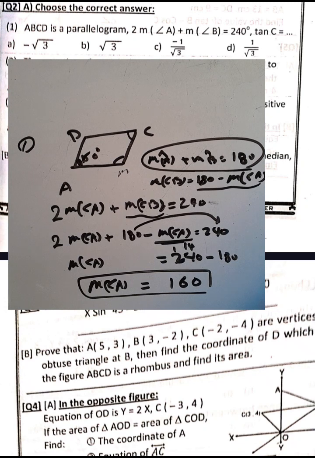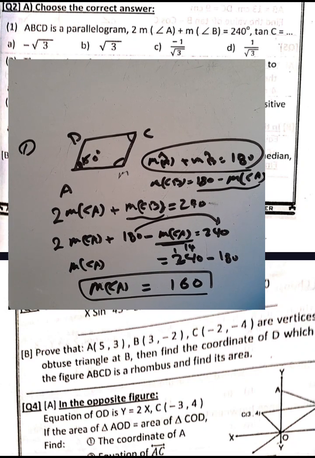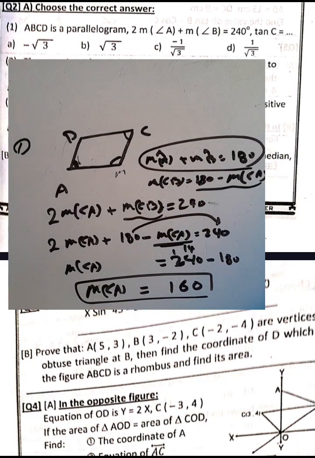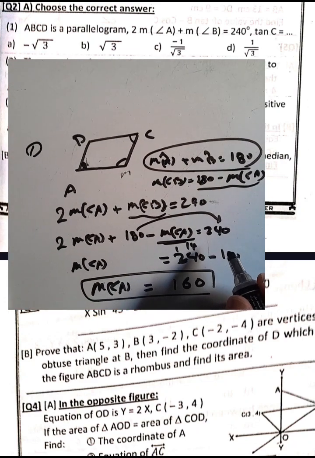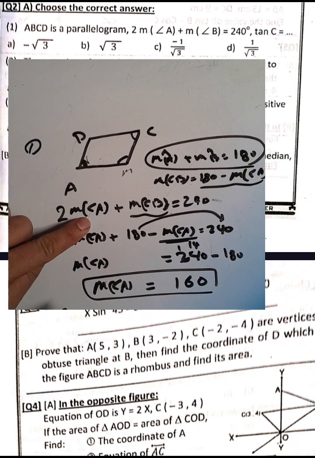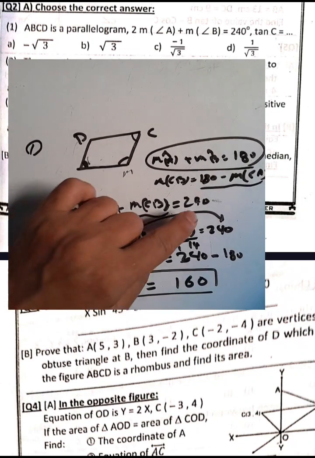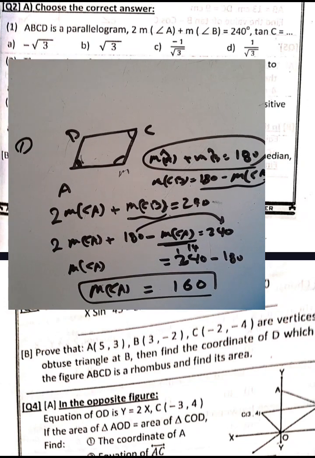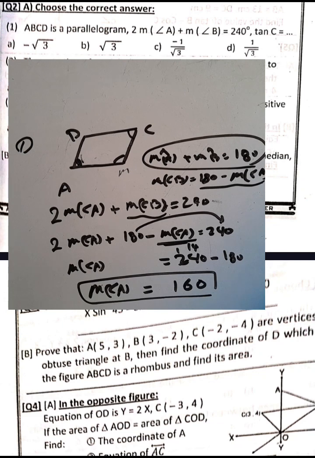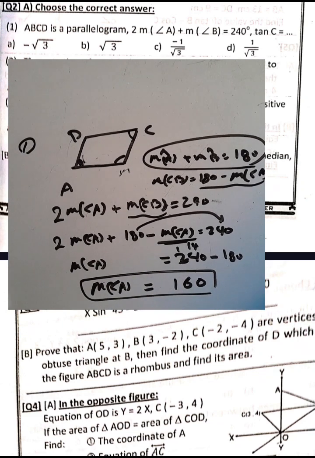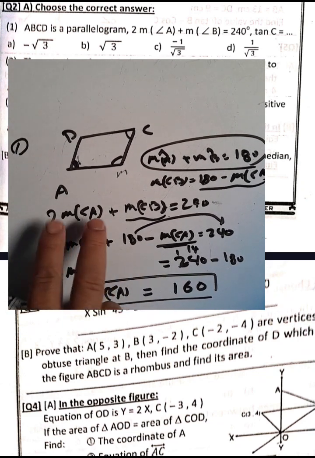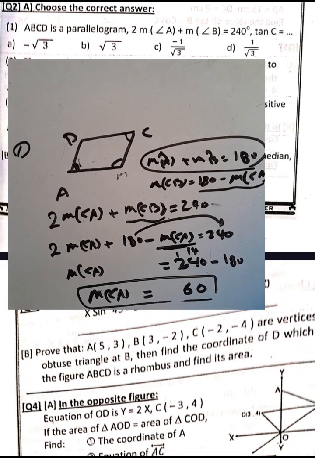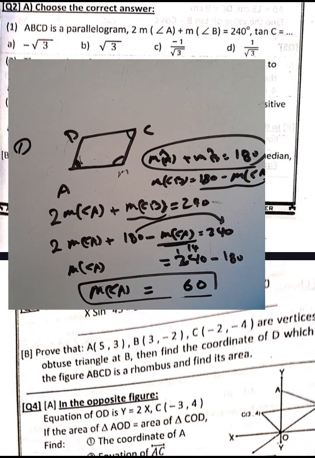Okay, you want to find tan of angle C, tan 160. Again, look with me at the steps. He gives us twice the measure of angle A plus the measure of angle B equals 240, and we know the measure of angle A plus the measure of angle B equals 180. Subtracting 180 from 240, we can write twice the measure of angle A equals 60 degrees.